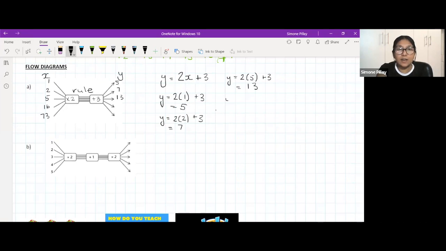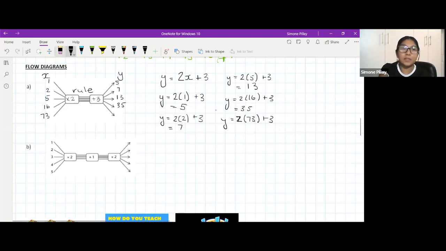Next one, I have my input of 16. 2 times 16 is going to give me 32. Plus 3 is going to give me 35. Let us see. Okay, no more corrections in the chat. I seem to be on the right track. 35 over here. And the last one, you guys, our difficult one, not really, it's still 2 times tables. So 2 times 73 plus 3.